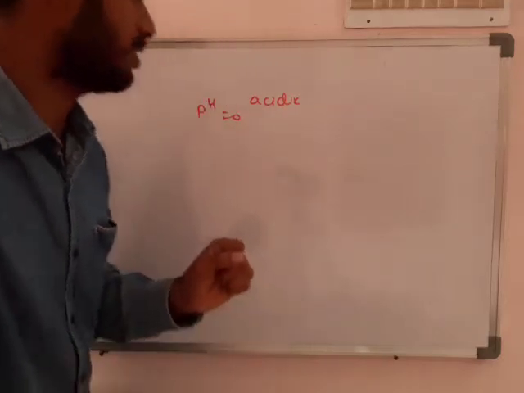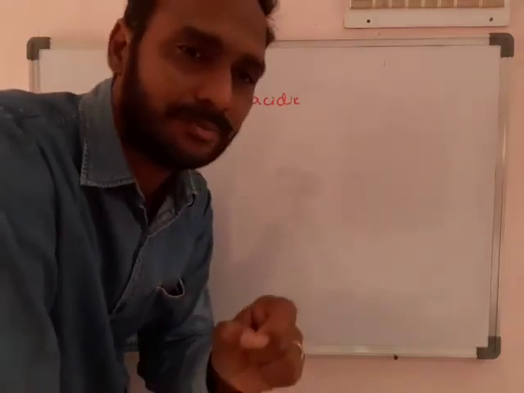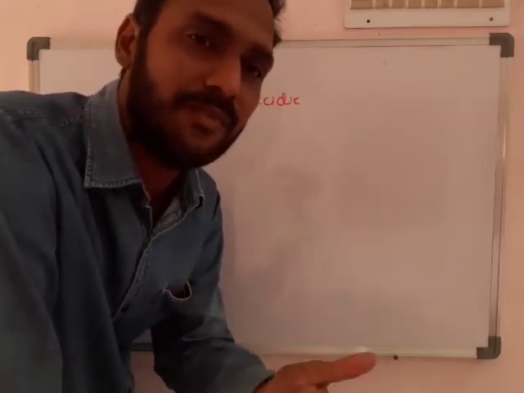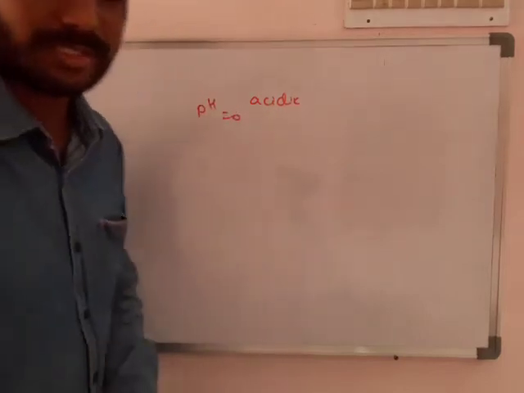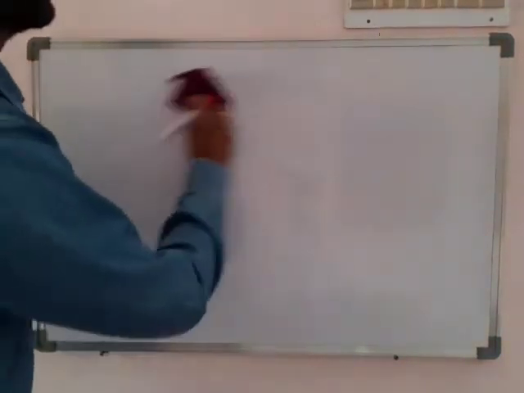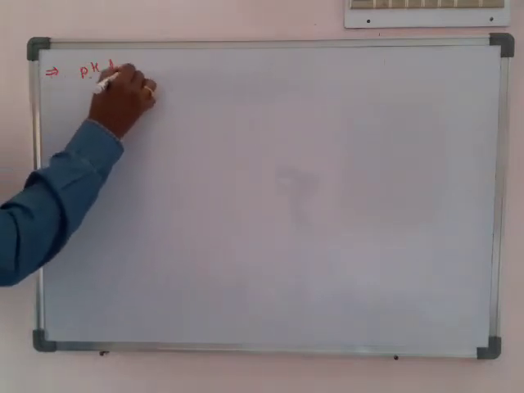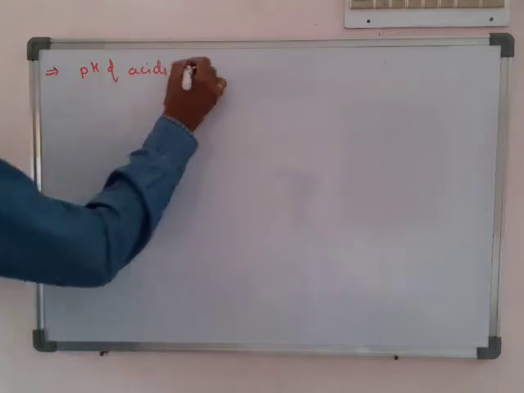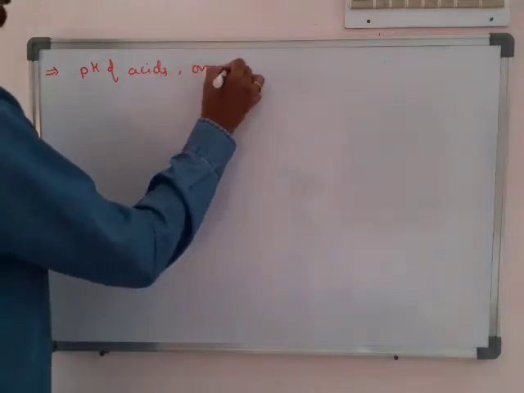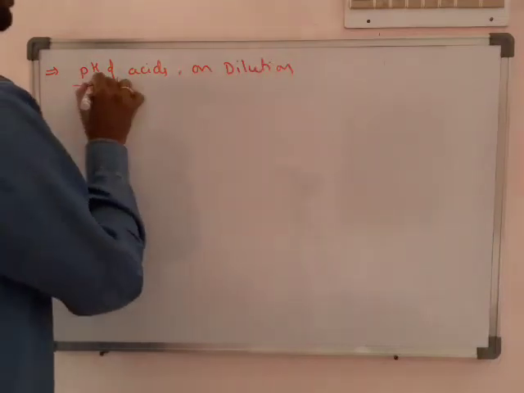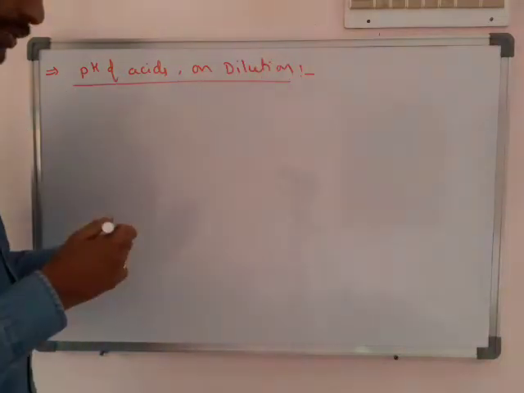So how to calculate the pH value of a solution having a particular pH if it is diluted? There are two methods to calculate the pH of acids on dilution.